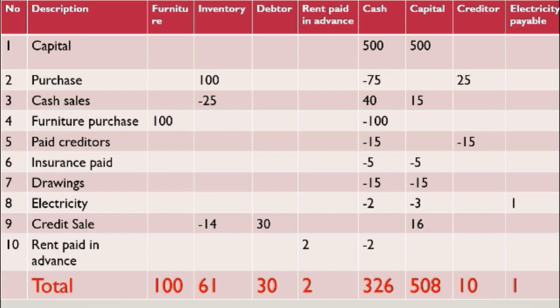Here we have discussed 10 transactions. Now let's see how we are going to balance it. Now I have taken all 10 transactions to one separate slide. So this is how it will look. So the total of furniture column is 100,000. Total of inventory column is 61,000. Total of debtor is 30,000. Rent paid in advance 2,000. Cash is 326,000. Capital column is 508,000. Creditor balance is 10,000. Electricity payable is 1,000.